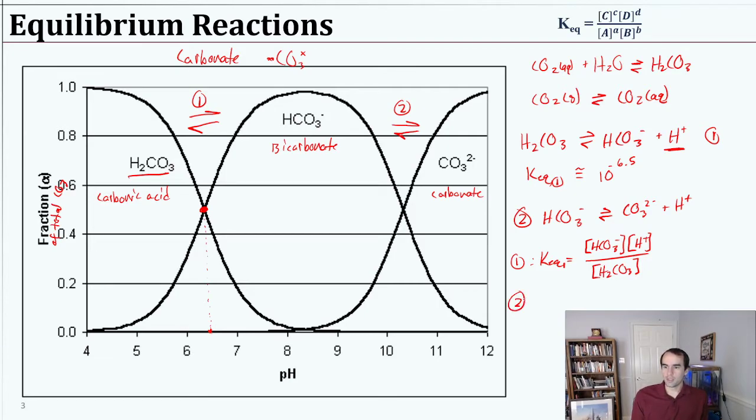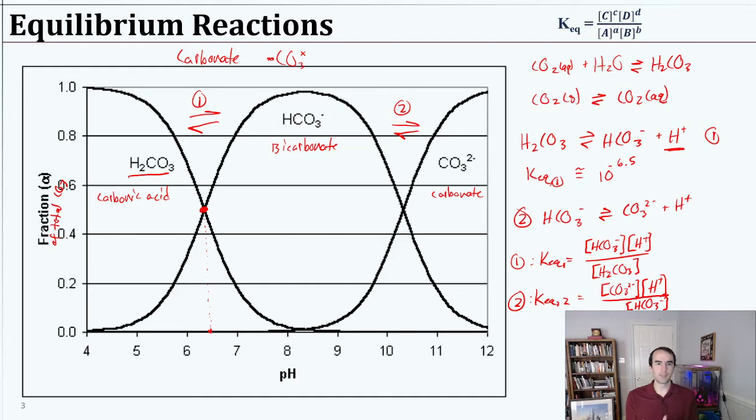For the second equation, the KEQ here, and I'll say KEQ2, is going to be the same process where we have, in this case, our second reaction. We're going to have the CO3 2 minus times H plus, and that divided by our HCO3 minus. Okay, so that's the way we can write them out.